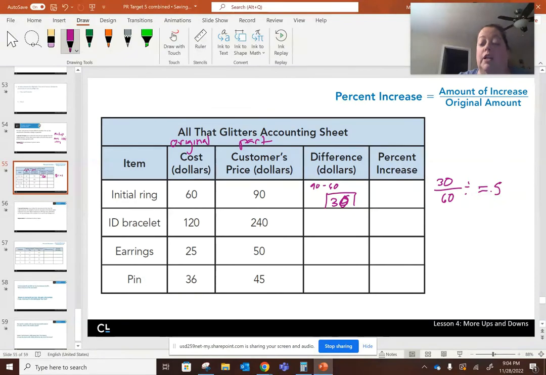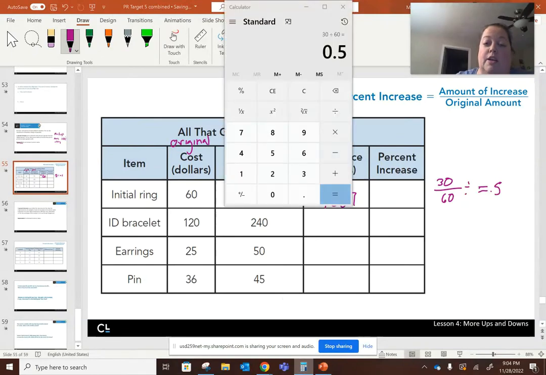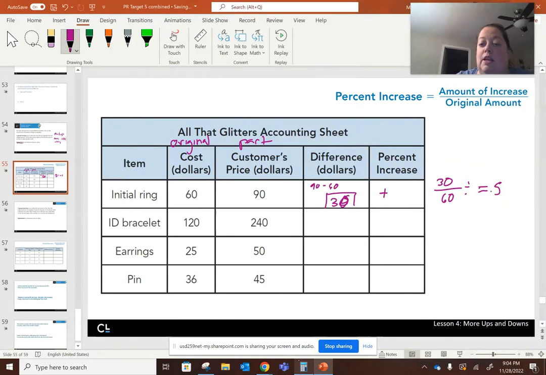0.5, which I then need to change into a percent. Remember, that's when we move the decimal point or multiply by 100. So 0.5 times 100 gives me 50%. So this was increased by 50%. There's a quick, easy way to do that. However, if you're thinking, what? I'm not going to remember that, that's fine. Let's go back to what we do know and what we've been doing.